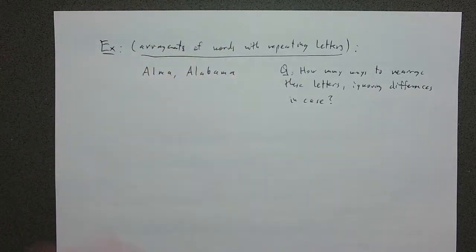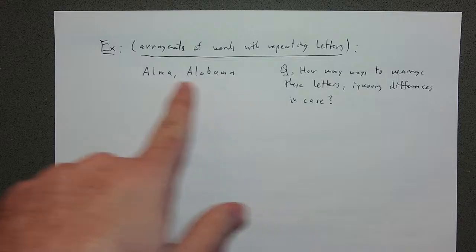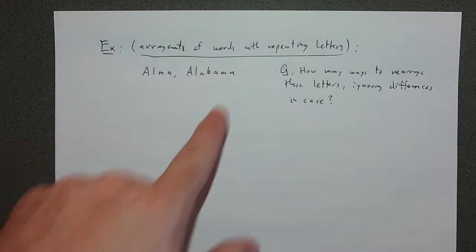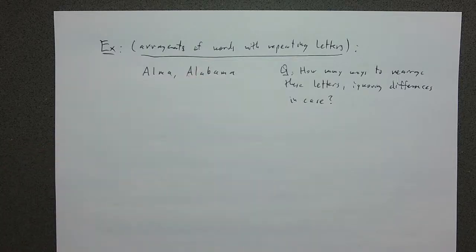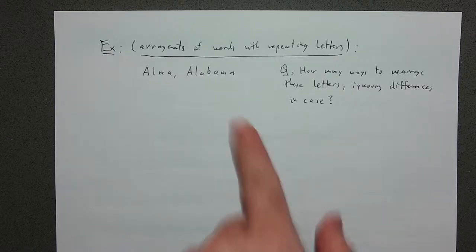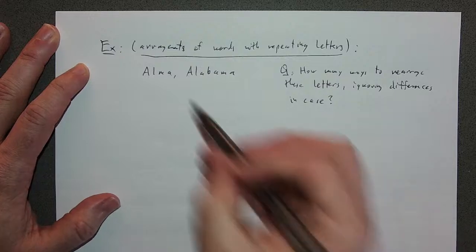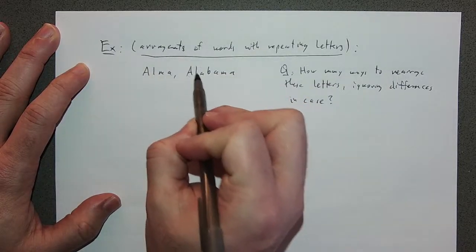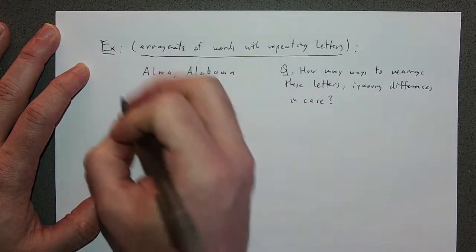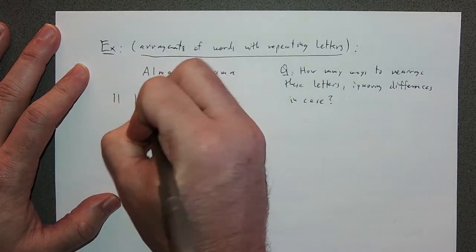There's something that looks like Alma, Alabama, and swapping any of the A's with any of the other A's, swapping the two L's, swapping the M's, none of those would do anything. So I have to figure out how many objects I have here, right? So how many? I have 1, 2, 3, 4, 5, 6, 7, 8, 9, 10, 11. That's an easy enough count. So 11 letters total.